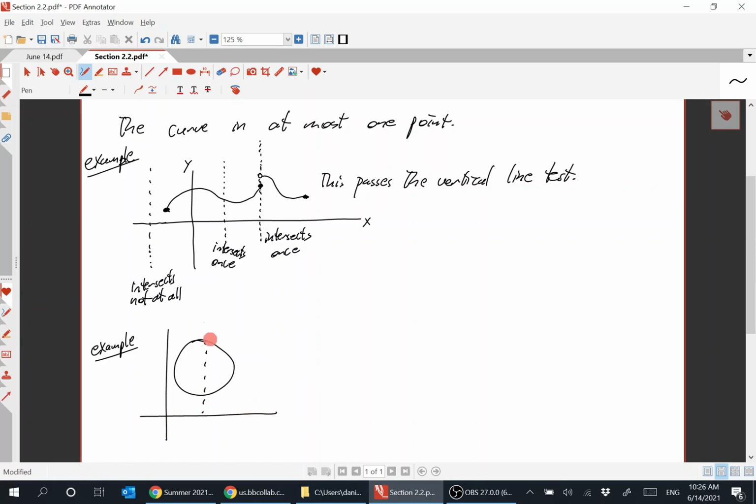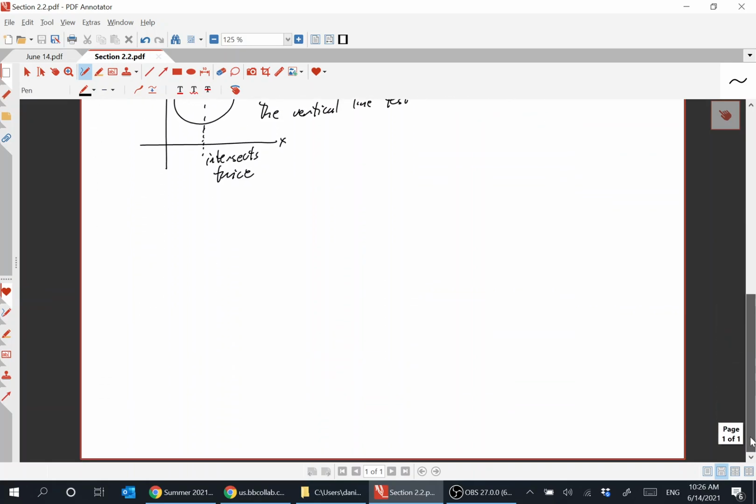So this vertical line intersects twice. Right, so this curve fails the vertical line test. Again, the horizontal axis is x, and the vertical axis is y. So when you have a curve that passes the vertical line test, it defines a function.